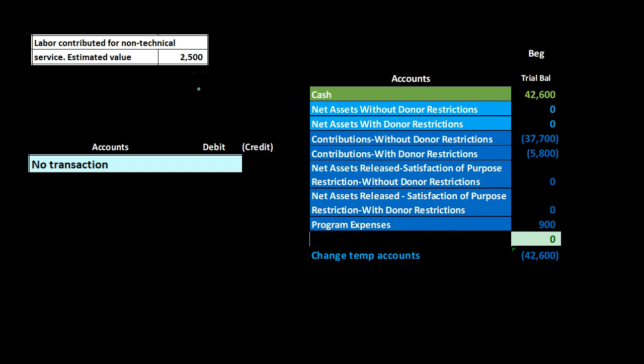And if you think about that, you might think, well, that's kind of weird. Why wouldn't we do that? You're going to say, well, we should take the value of the time that is provided, and then we would increase the contributions with a credit, and then we would increase an expense related to basically the labor that was donated.